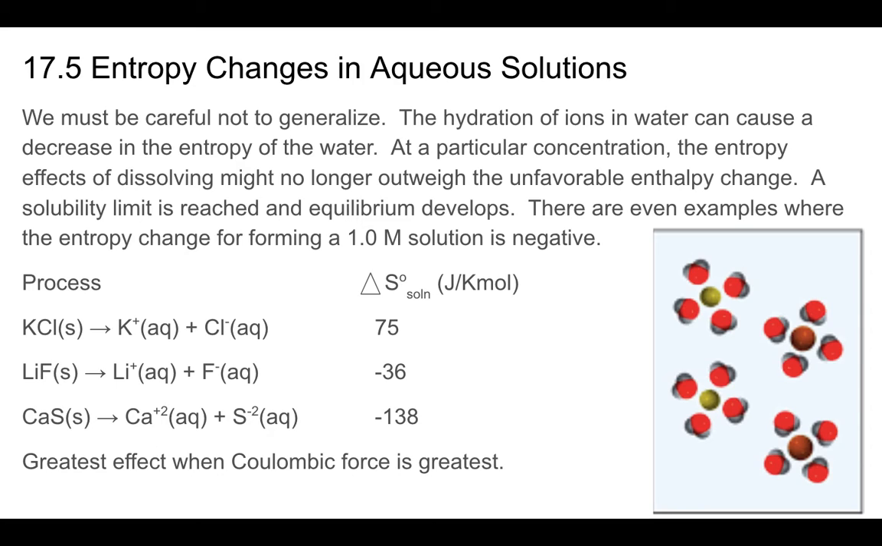Now we see here that for KCl, they're only +1, -1, and it has fairly large ions, so you're going to have a good positive delta S of solution. However, LiF with the smaller ions has a little bit stronger Coulombic forces in those ion-dipole forces. CaS with the +2, -2 has a little bit stronger Coulombic forces. And when Coulombic forces become greater, your delta S of solution may actually flip to become a negative value, which means it is not going to support dissolving.